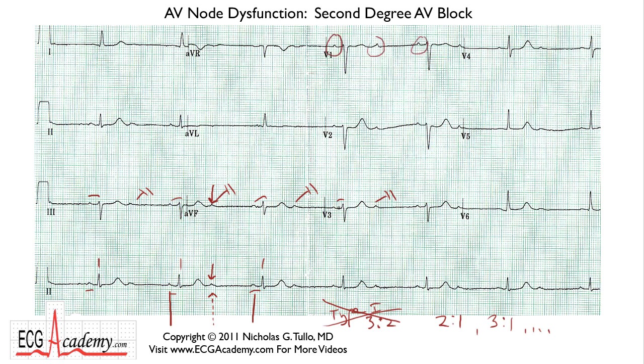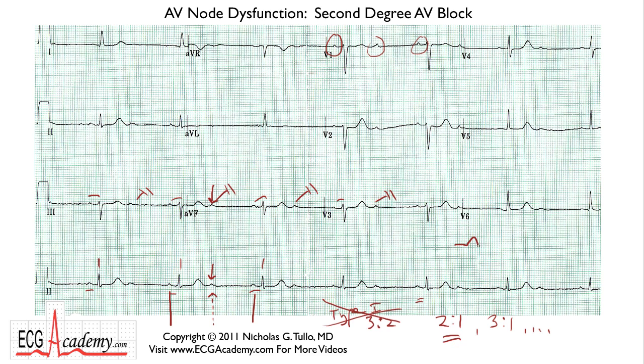Now, a lot of people will immediately say, well, this is type 2, because it's 2 to 1. And they'd be wrong, because 2 to 1 is neither type 1 nor type 2. The reason is you really don't have two PR intervals in a row that you can tell whether the PR is getting longer or shorter. You only have isolated ones.